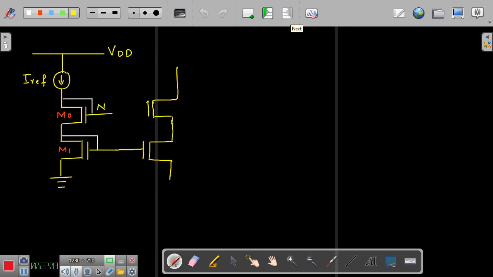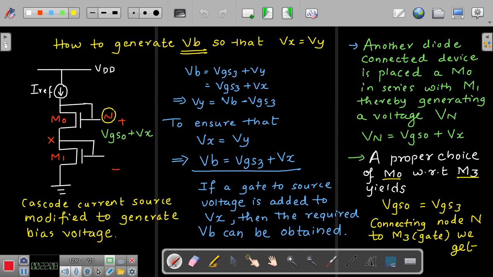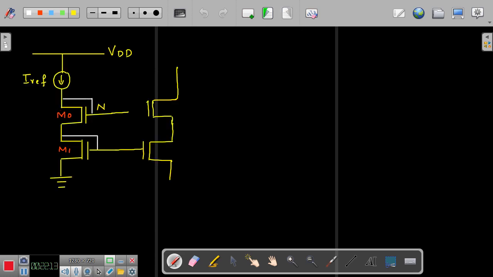Okay, so now this node N, you go here, connecting node N to M3 gate, or gate of M3. So this I am going to connect it here, and I have to mark this as M3. This would be my M2. This is the basic transistor whose output is required to be connected or controlled. This is P, and this is my I out.